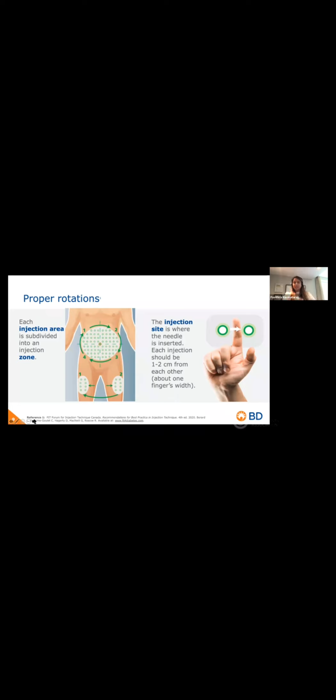Then for the second injection of the day, move 2 fingers towards the right until you hit that center line where the belly button is. You don't want to go past that. And so making sure that you always go from left to right, and for each day it's a different quadrant, helps them remember proper injection technique and rotation.